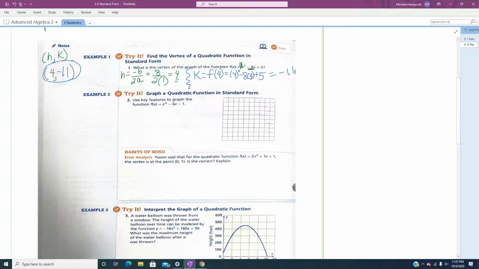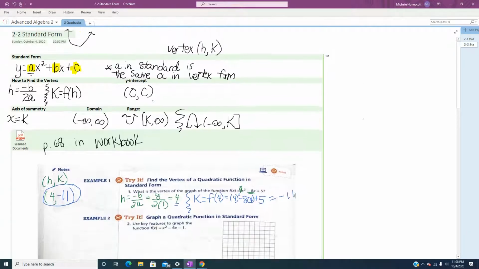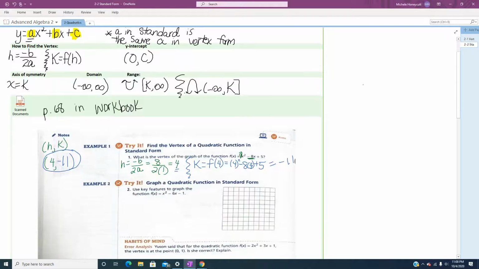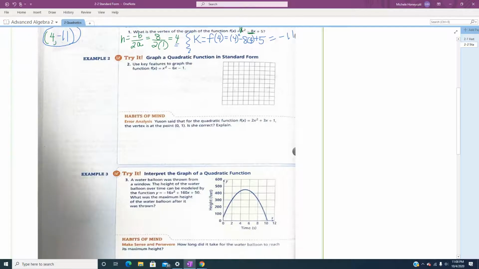Okay, next. Now we're going to graph given the function in standard form. So we're going to use key features. Now some of the key features we know are the ones that we listed above. So I'm going to use the key features up here: vertex, y-intercept, axis of symmetry, domain, range. I'm going to use all that to help me graph this quadratic function.